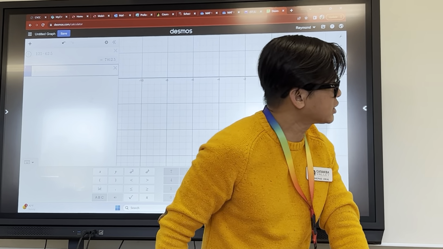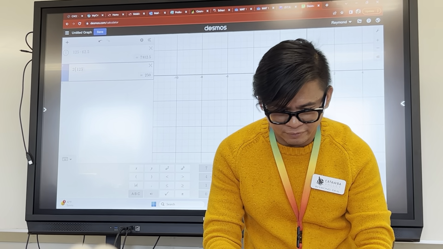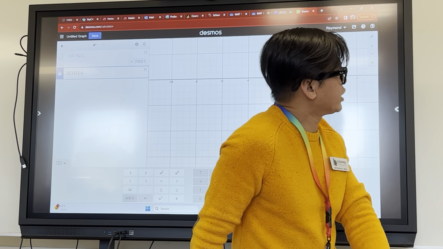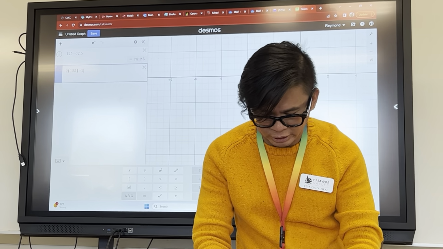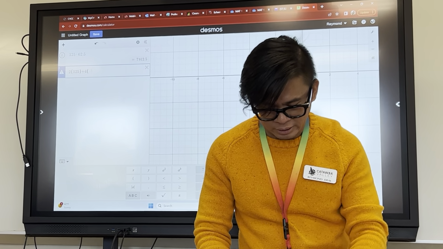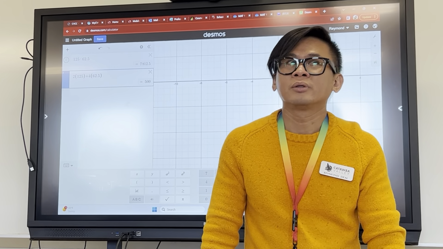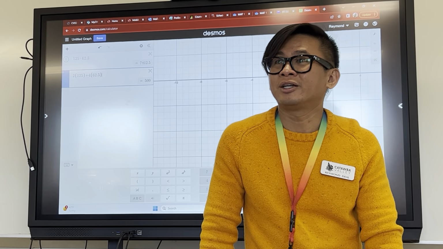So how many lengths? 2 of the lengths, right? So 2 times 125, plus, how many widths do we need? 4, right? 4 times, how much is each width? 62.5. There we go. It's 500 feet of fence. Are we good, guys?